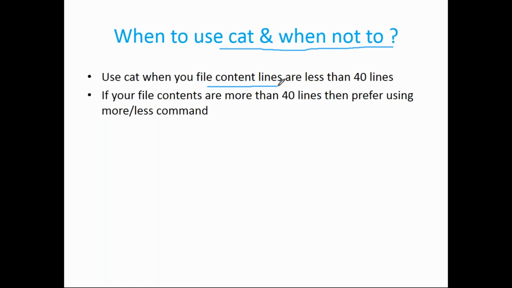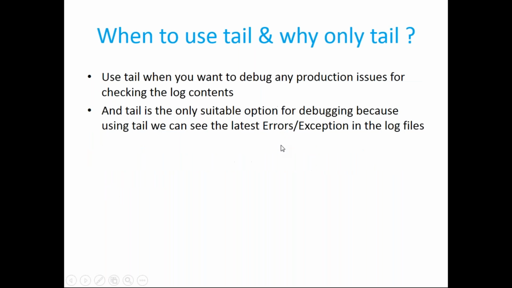So if your file content size is less than 40 lines, you can pretty much use the cat command. And if it is crossing 40 lines, then prefer using either more or less. Again, in more or less, if you want to do string based search, go with less. If you don't want to do string based search, you can go with more. If you want to go for string based search on larger files, then you go with the less command. That is when to use cat, when to use more, and when to use less.